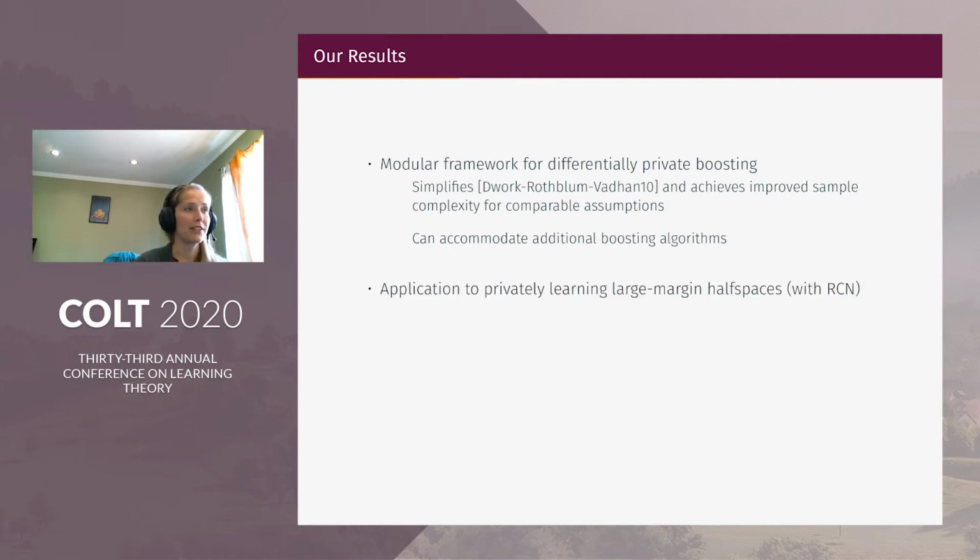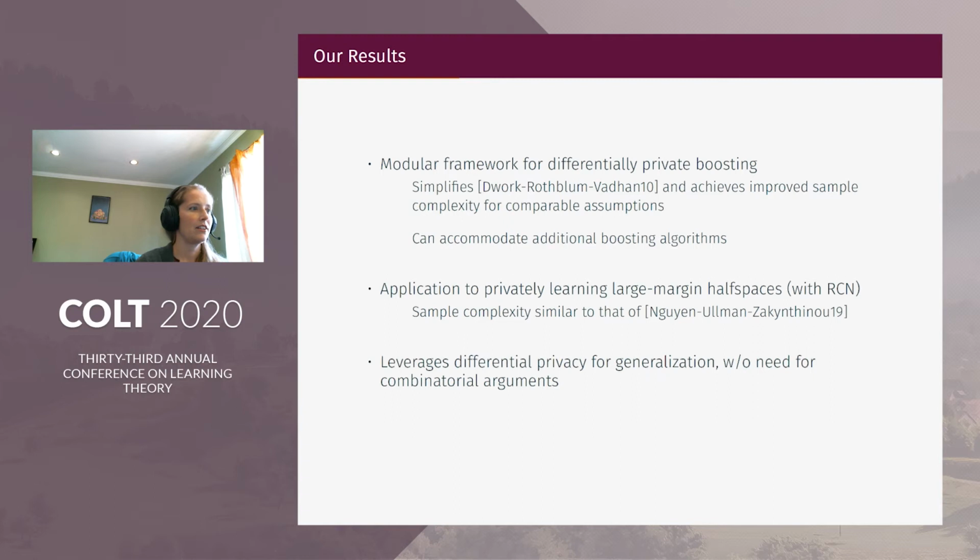We also apply this framework to the task of privately learning large margin halfspaces, and achieve sample bounds comparable to the best known for this task from NUZ. In addition, our learner can tolerate random classification noise, but we'll omit discussion of noise tolerance in this talk just due to time. Finally, we can give generalization guarantees for the hypotheses produced by our booster, just following from known connections between privacy and generalization, specifically the results of BNSSSU. So combinatorial generalization arguments can just be avoided entirely.